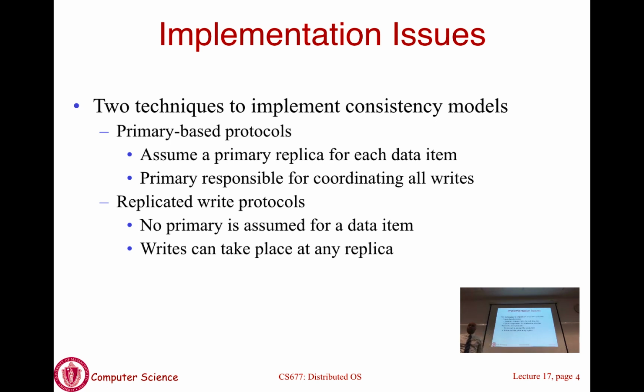Replicated write protocols, which we will also see today, don't make any assumption about the primary. All replicas are equal. There is no primary and secondary. What that means is each write request, if you open a file and you write to it and it's replicated, when you save that file, the write has to be sent to multiple replicas by your client, rather than being sent to only one primary which sends it to the secondary replicas. So no primary is assumed. Writes can take place at any replica or multiple replicas, as we will see, and then you have to somehow deal with all of those issues.